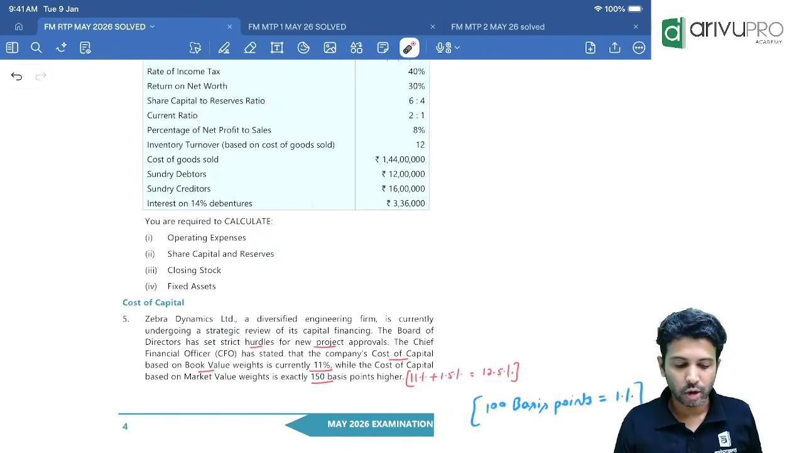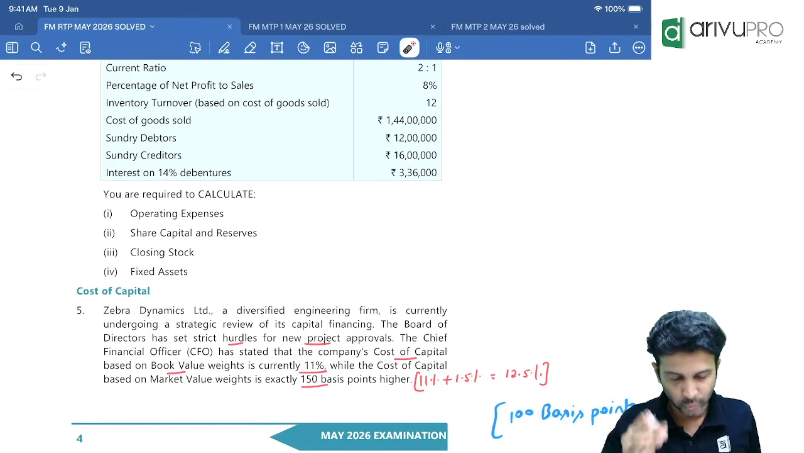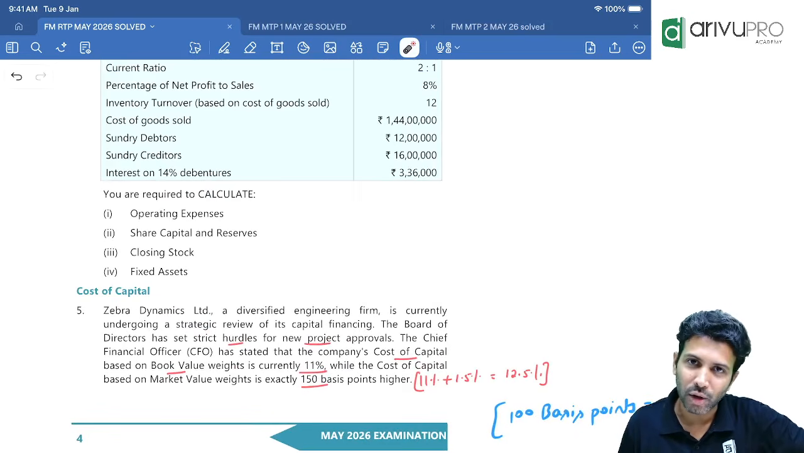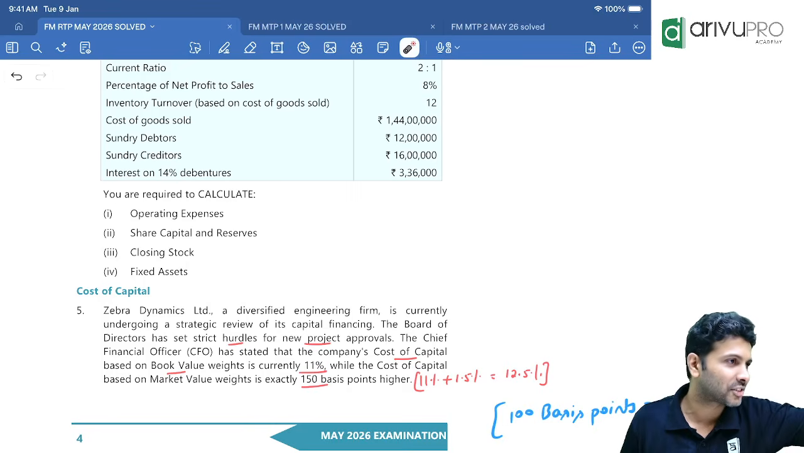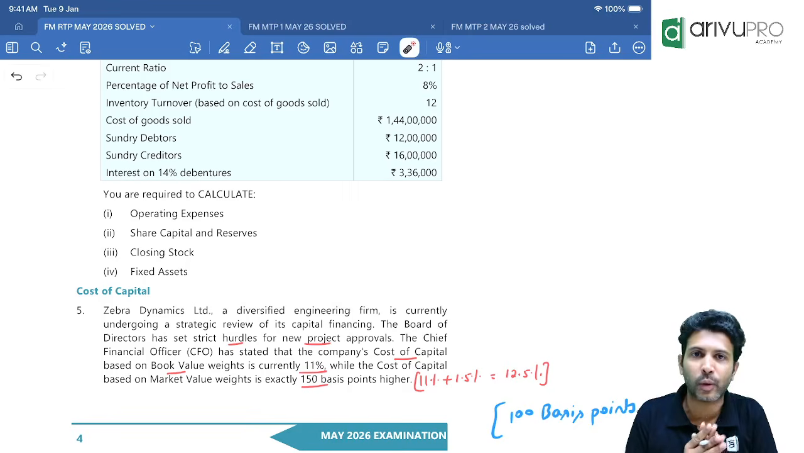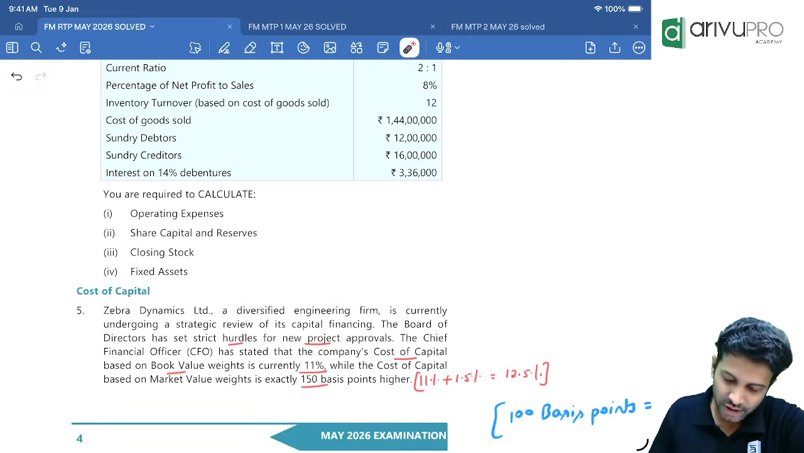Cost of capital is a good question. I don't know, maybe this time when they constructed RTP, MTP, maybe they thought too much on the mathematics. They've given a lot of questions based on equations. Simple mathematics they've used and constructed at least 4-5 questions we have seen. Okay, this is I think one such question.